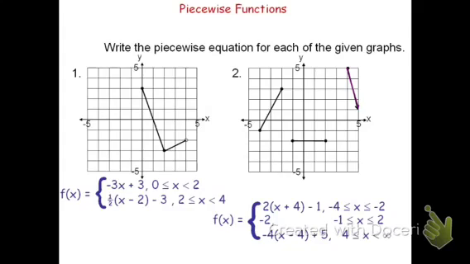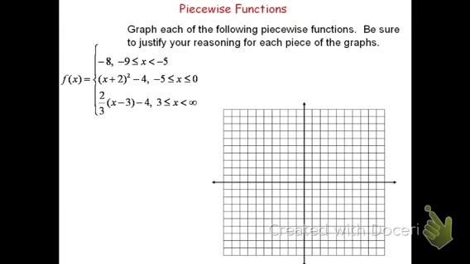Now in the next set, we're going to start with a piecewise function like we see in the bottom right, and we're going to graph what those things look like. So in this case, I have three pieces. f of x equals -8 for the domain -9 to -5. And then it becomes the quantity x plus 2 squared minus 4 for the domain of -5 to 0. And then it becomes 2/3 the quantity x minus 3 minus 4 for the domain of 3 to infinity.